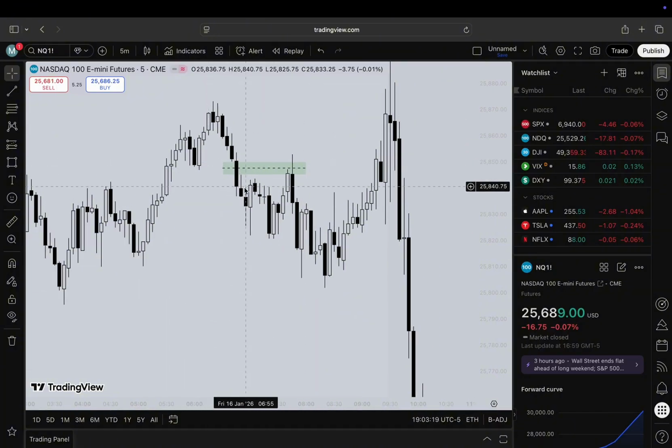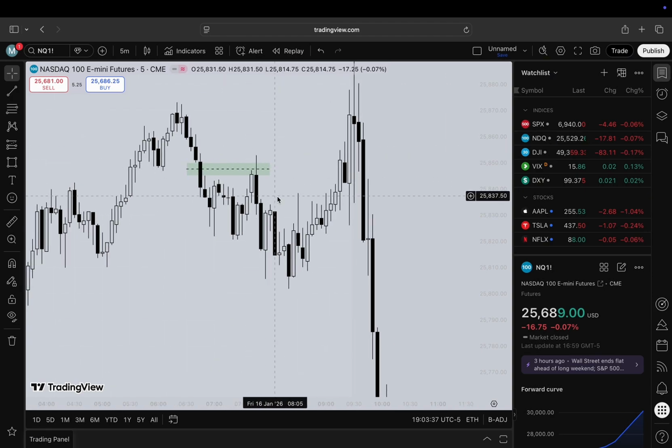Top wick, bottom wick, imbalance in price on this candle, right? And when it trades lower and does not enter this fair value gap, what is it called? It's called an unmitigated fair value gap because price hasn't retraced into it yet. But what do we see here? We see price retrace to this fair value gap, right? Respect consequent encroachment, continue lower.